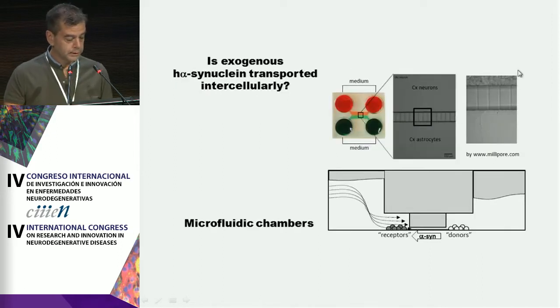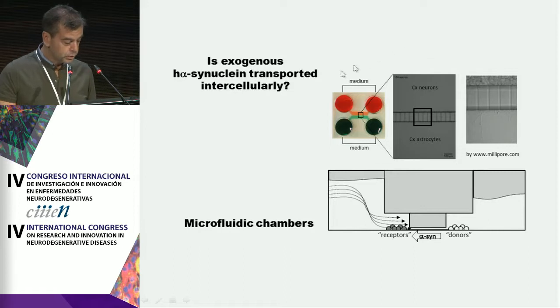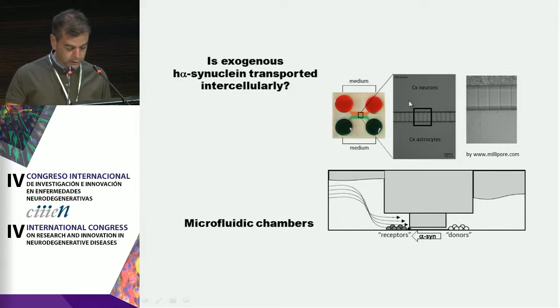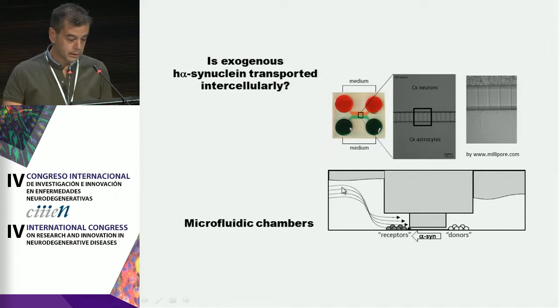So in the second part, we want to demonstrate that alpha-synuclein can be transported from cell to cell. To do this, we used microfluidic chambers in which we seed two different cell populations, which are in contact only by microgrooves. Basically, you incubate donor cells with alpha-synuclein, and then you check with a specific human antibody for the alpha-synuclein in the other cell type. Passive transportation of alpha-synuclein is avoided by increasing the volume of the receptor chambers.